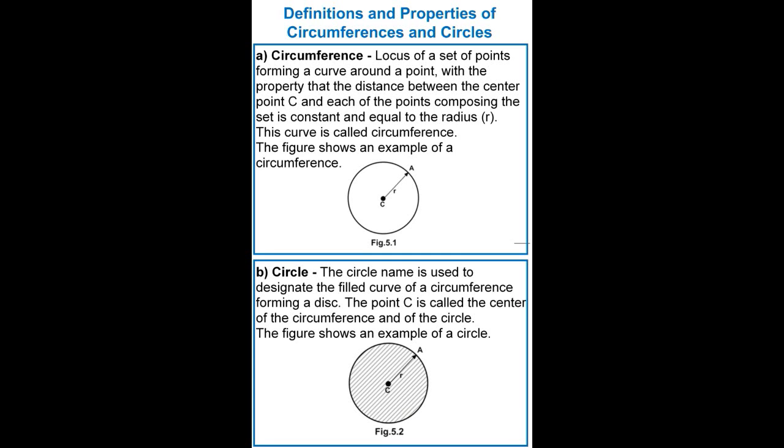The second part of the slide shows in figure 5.2 a circle, which is the name used to designate the curve of a circumference filled with the internal points forming a disk. Point C is called the center of the circumference and the center of the circle. Figure 5.2 shows an example of a circle.